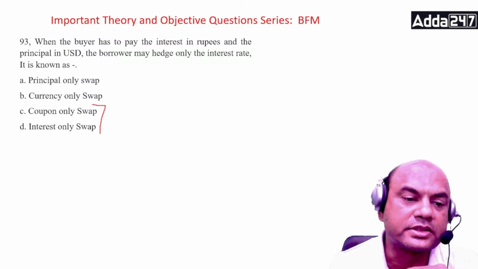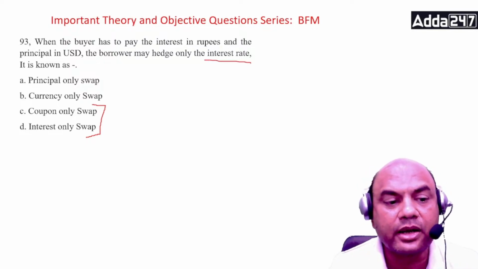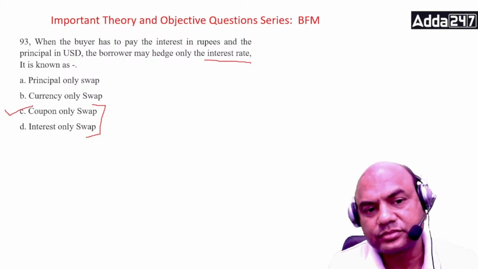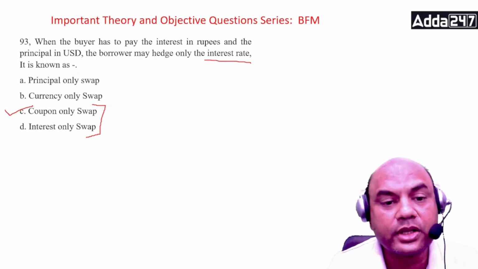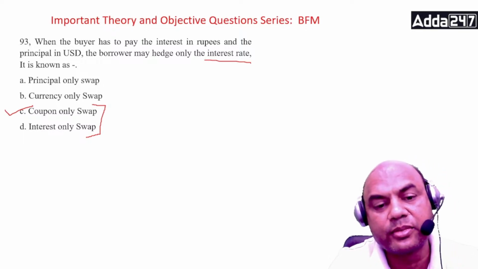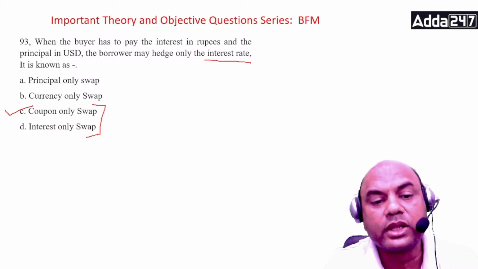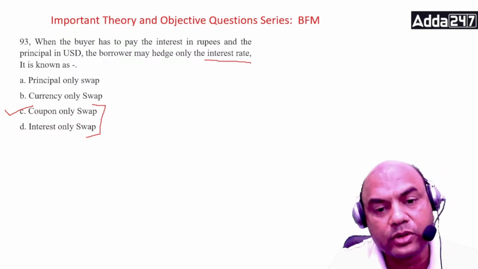Interest only. Now I am seeing the answers. Majority of you are typing interest only, because the word interest is there. But the answer is wrong. The answer is coupon only. The interest rate on any bond or any fixed payment is known as coupon in the international market. So this is called coupon only swap, not interest only swap. When only currency is hedged, it's called principal only swap. When the interest is hedged, it is called coupon only swap.